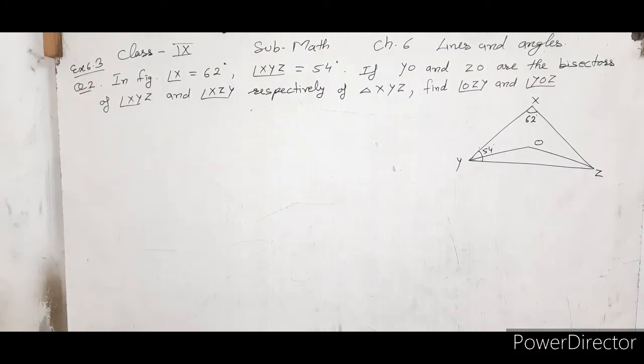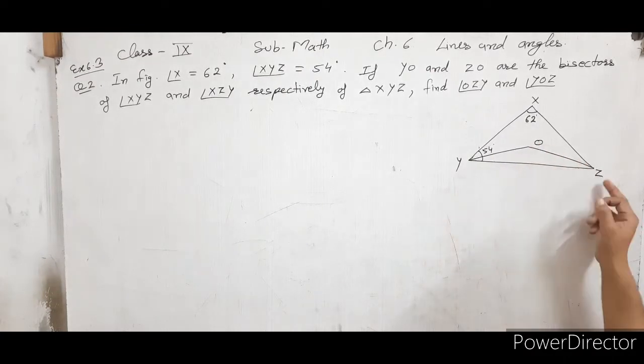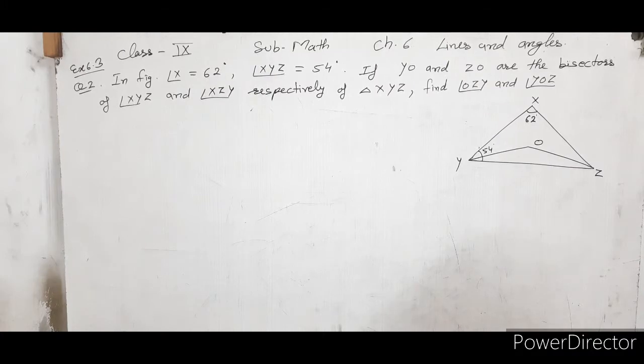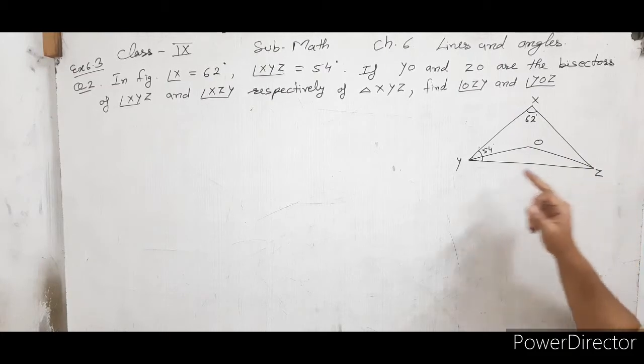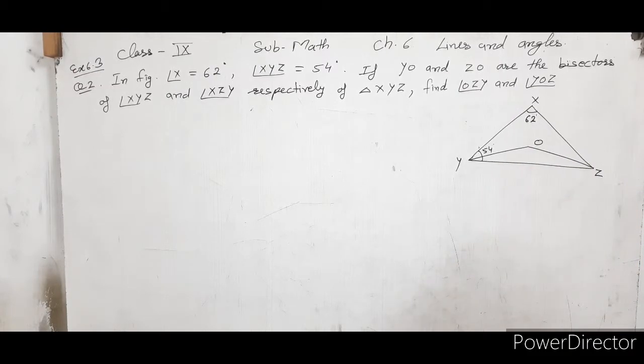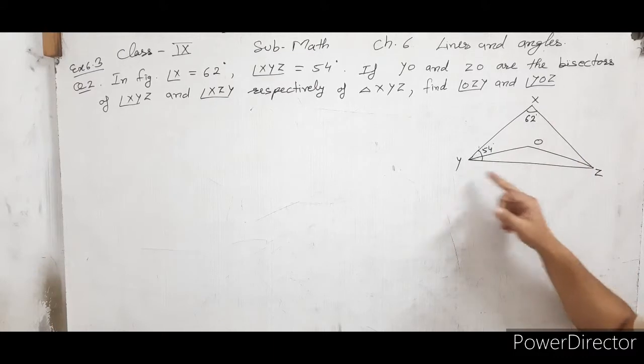Hello students, we are on exercise 6.3 question number 2. The question is, in the diagram, angle X is equal to 62 degrees, angle XYZ is equal to 54 degrees, and YO and ZO are the bisectors of angle XYZ and angle XZY respectively of a triangle XYZ.